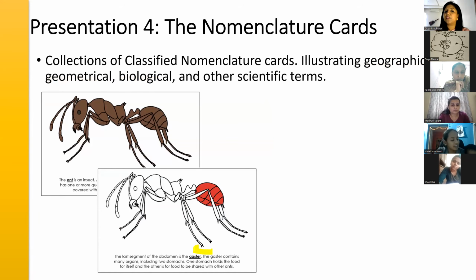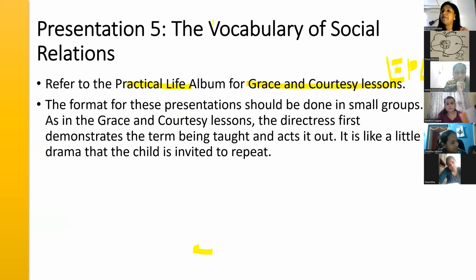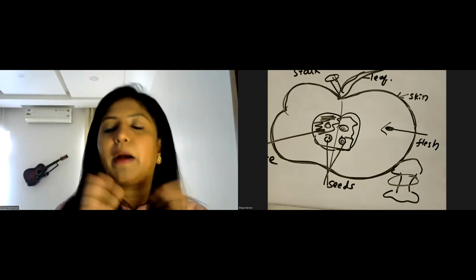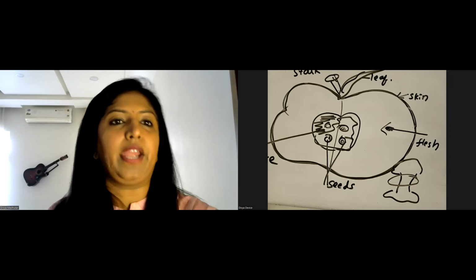Likewise, I can go with parts of ant. Likewise, I can go with parts of butterfly, trees, frog, whatever. You can choose. It's up to you. But one thing which is important for us is that you have to color all of them red. Whatever the part that you're going to be introducing, you will be coloring that part red color. Clear, all of us? Okay.